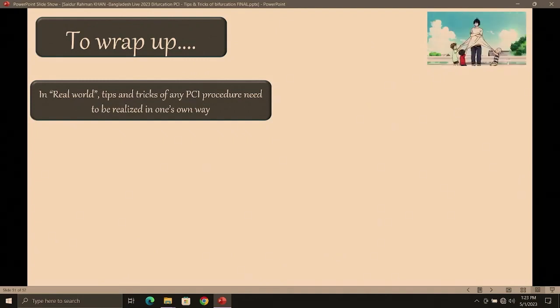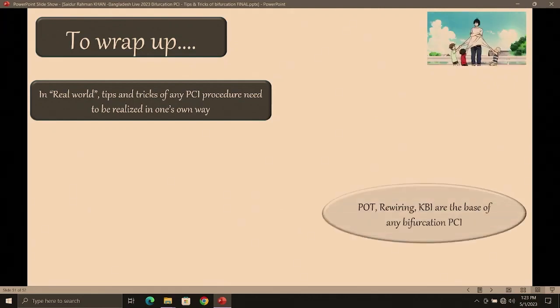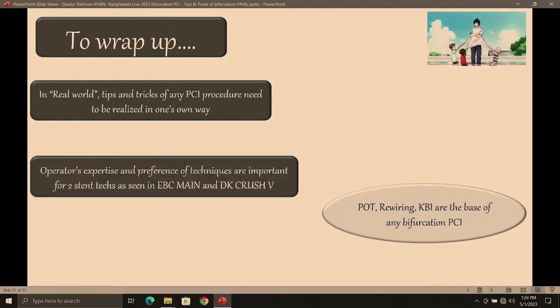So that is how I want to wrap up. In the real world, tips and tricks of any PCI procedure need to be realized in one's own way also. At the same time, POT, rewiring, KBI are the base of any bifurcation PCI. There are some specific rules out there. You have to maintain those rules. Operators' expertise and preferences of techniques are very important for 2-stent techniques, as you have seen in EBC Main and DK crush 5, how much it is different.